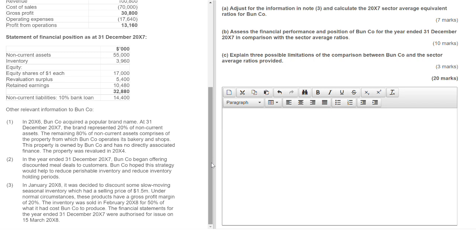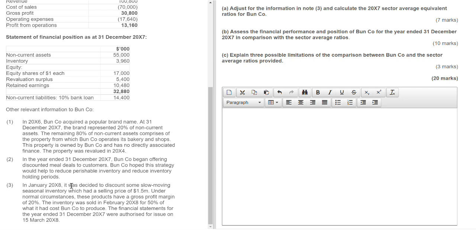Okay, so remember, we have a December year end date for our company Bun, and we're told in note 3 that in January x8, so note that's just after the reporting date, isn't it, it was decided to discount some slow moving seasonal inventory which had a selling price of $1.5 million. In normal circumstances, these products would have a gross margin of 20%. So we could work out the profit on the sale of them, and we could work out the cost of sales for those goods. But we're then told that it was sold in February x8 for 50% of what it had cost to produce.